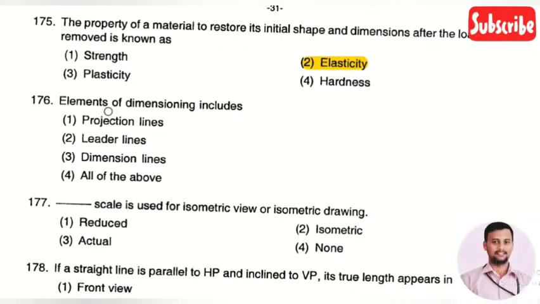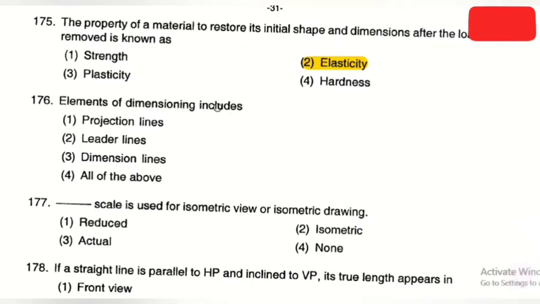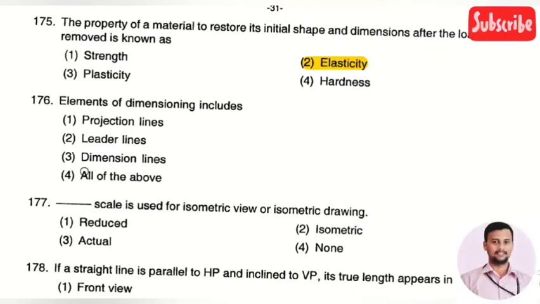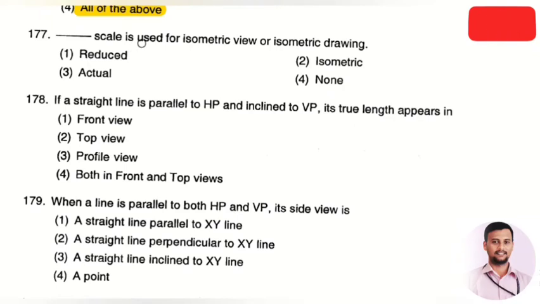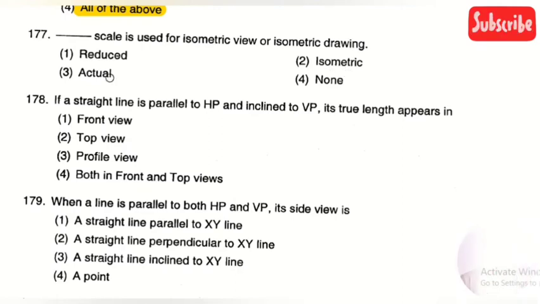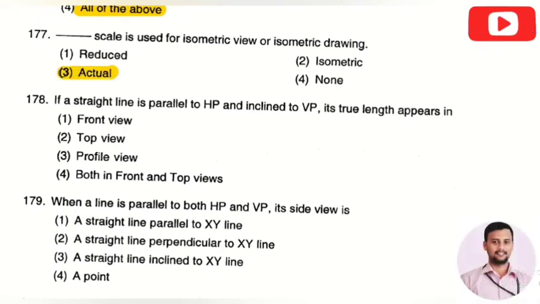The next question is, the elements of dimensioning include: first one, projection lines; leader lines; third one, dimension lines; and all the above. And the right answer is option 4. So all these lines are included in the dimensioning. The next question is, dash scale is used for isometric view or isometric drawing: reduced, isometric, actual, and none of the above. The right answer is option 3. The actual scale is used for isometric drawing.